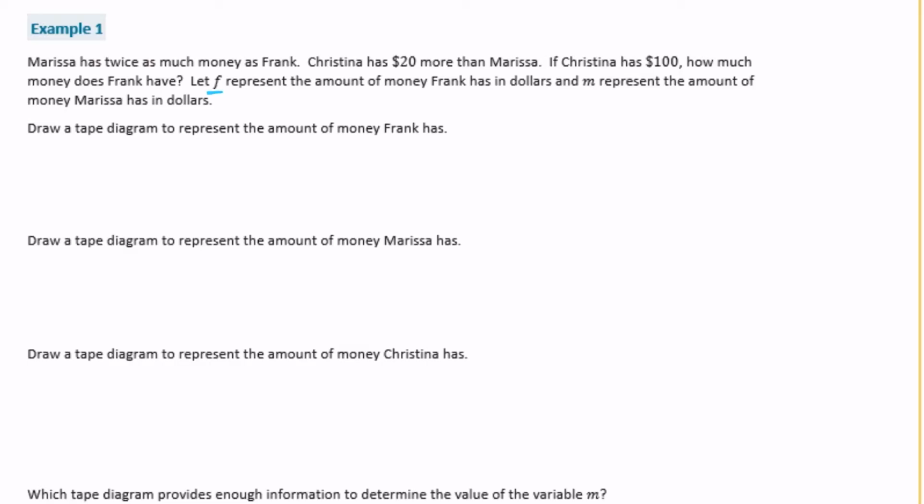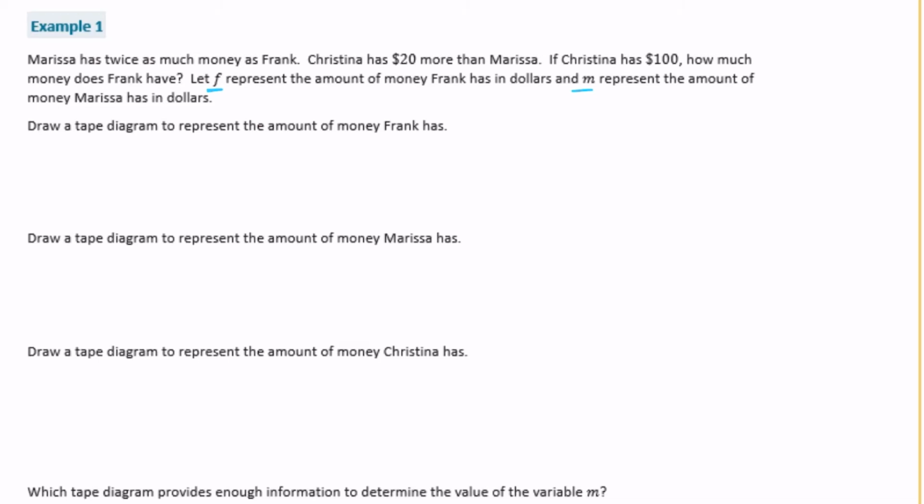Okay, so F is going to represent Frank and M is going to represent Marissa. So we really don't know much about how much money Frank has, aside that it would be half as much as Marissa. So let's just make one tape diagram and call it F. So there's Frank. But we do know that Marissa has twice as much money as Frank. So Marissa would be 2 Fs.